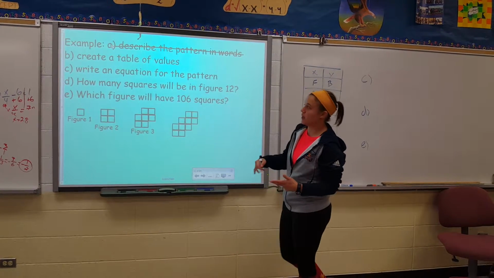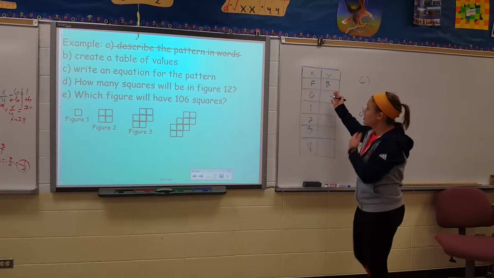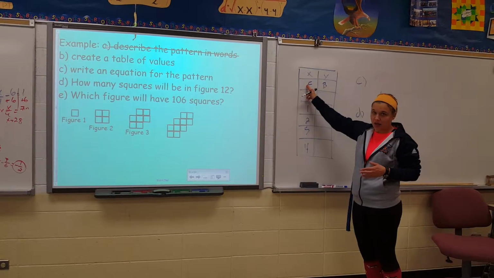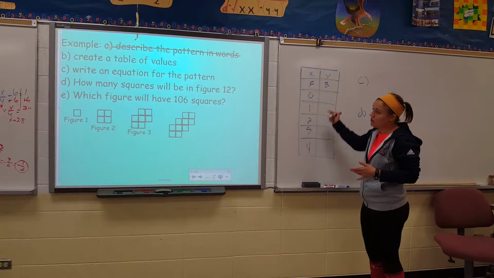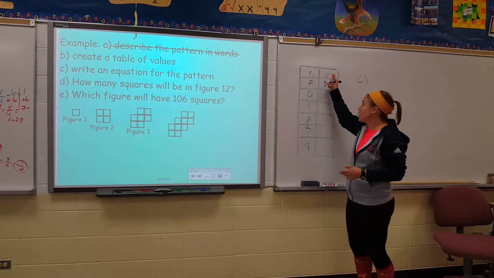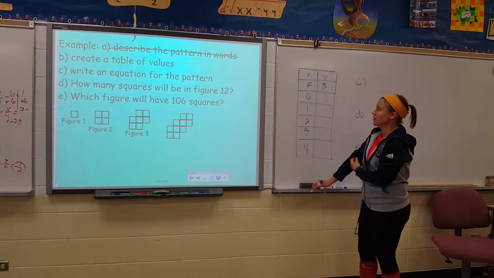So first thing I do, like I said, is I create a table of values. As you can see over here, I put F for figure number, B for blocks. F is my independent variable, blocks is my dependent, because the number of blocks depends on which figure number I'm using. This is my X and my Y. When you're graphing, it's always nice to put those in.